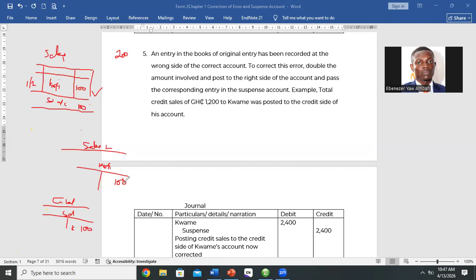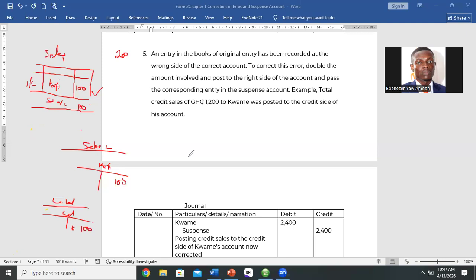So do you now agree that there is an error? Yes, sir. And the error is because we have recorded the entry at the wrong side. It's not supposed to be at the credits. It's supposed to be at the debits. So we have made the error by putting it at the wrong side of the account.